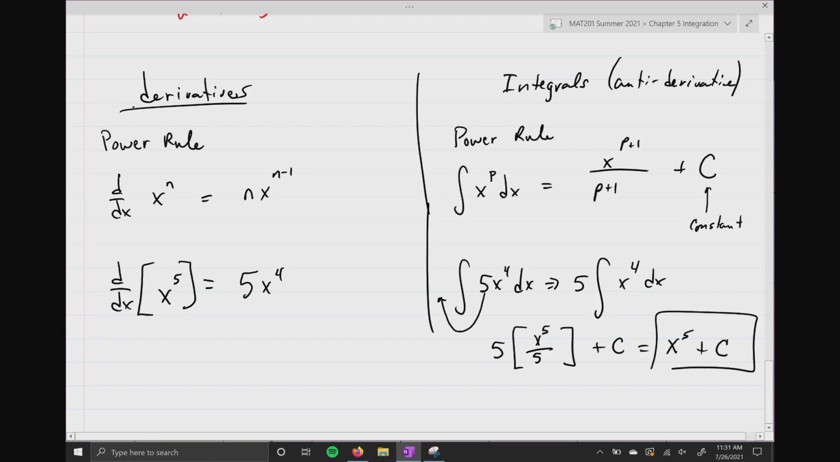Now, this plus c thing, here's what's happening. Anytime you take an integral of something, and notice I am missing these limits of integration, which I went over in last week's video. They're called limits of integration, the lower limit and the upper limit. So since I'm missing these, we call this an indefinite integral.